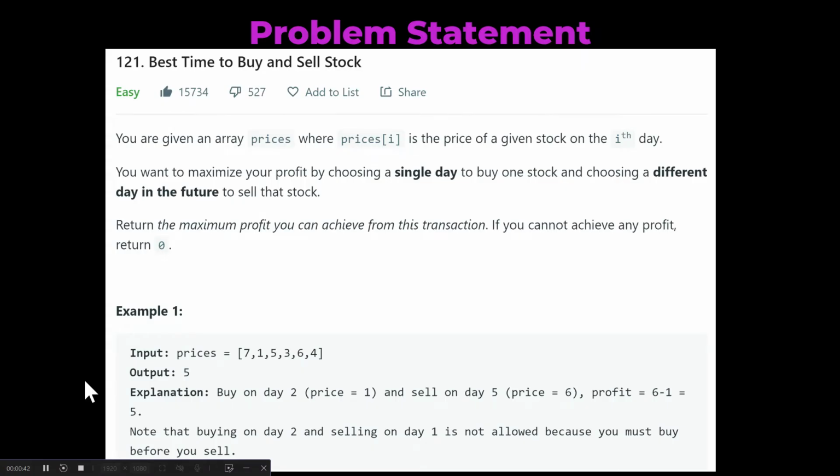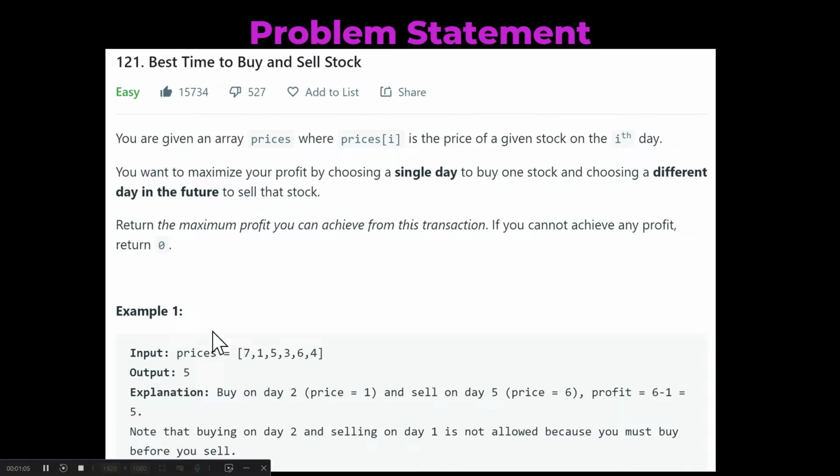So this is the problem. You are given an array prices where prices[i] is the price of a given stock on the ith day. You want to maximize your profit by choosing a single day to buy one stock and choosing a different day in the future to sell the stock. Return the maximum profit you can achieve from this transaction. If you cannot achieve any profit, return 0.